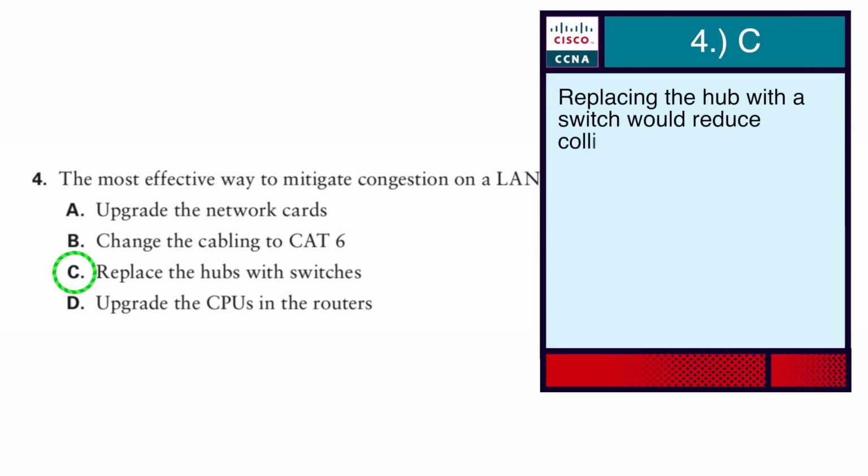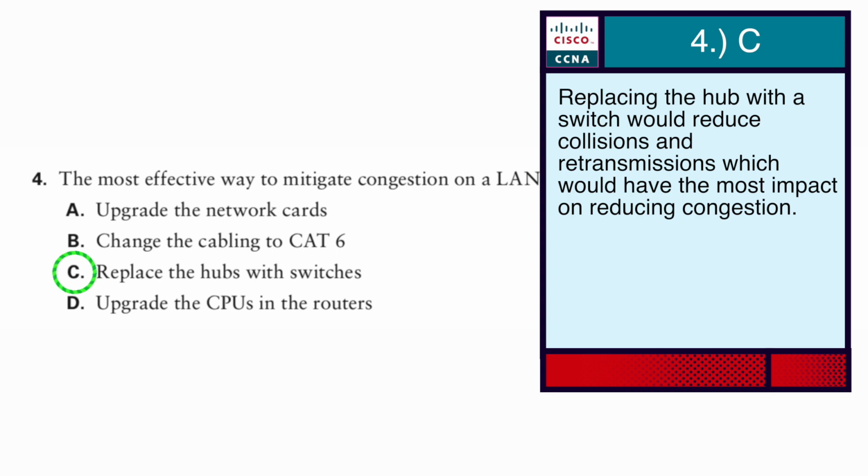The correct answer is C. Replace the hubs with switches. Replacing the hub with a switch would reduce collisions and retransmissions, which would have the most impact on reducing congestion.